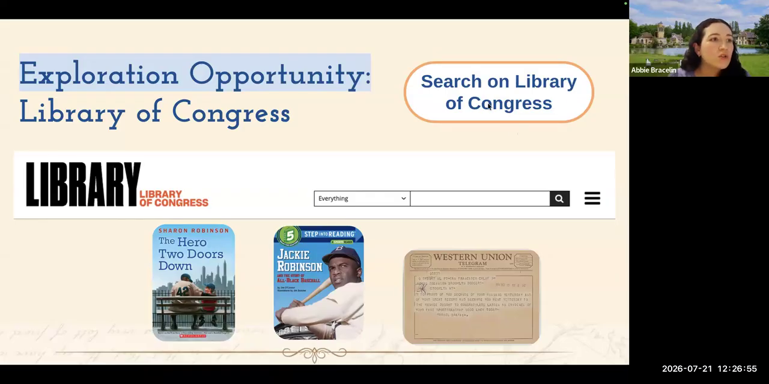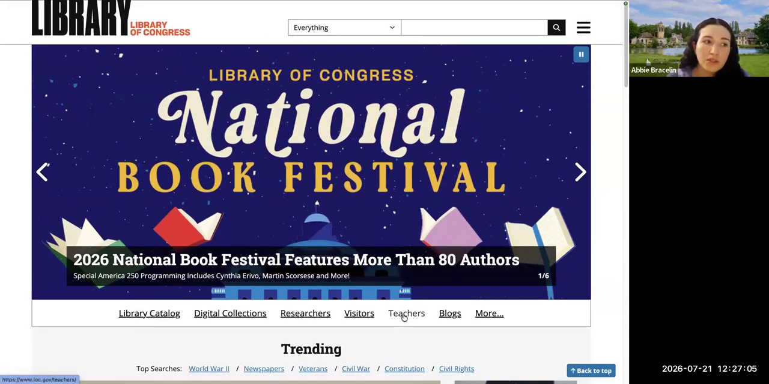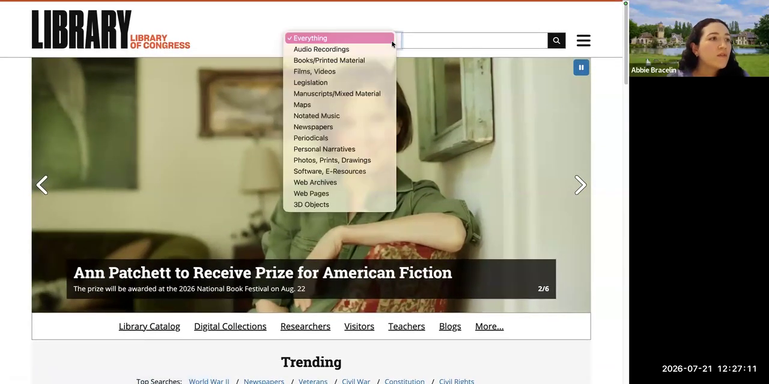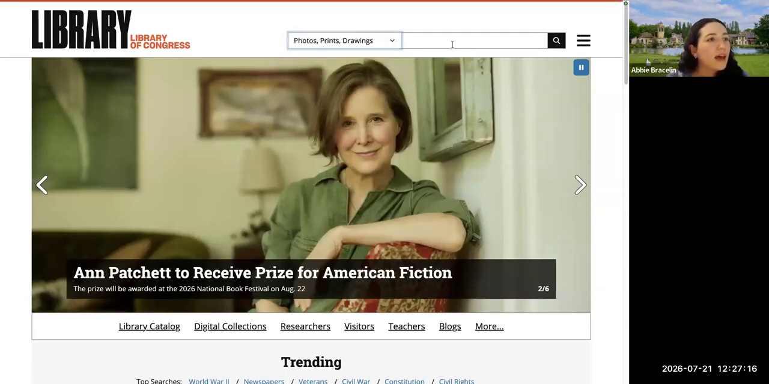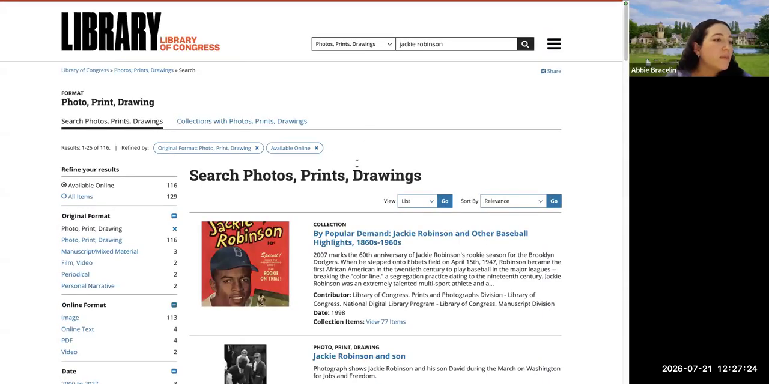So let's say I'm going to search on Library of Congress. It's going to take me to the general page here. Now, I could go to teachers, which we'll get to in a moment, but I'm not going to go there yet. Let's say that I want to search a photograph. Now, there's different options here. I am going to click that, and then I'm going to type in Jackie Robinson. Oh, he's already there, and search. And this will get me to some different options here.